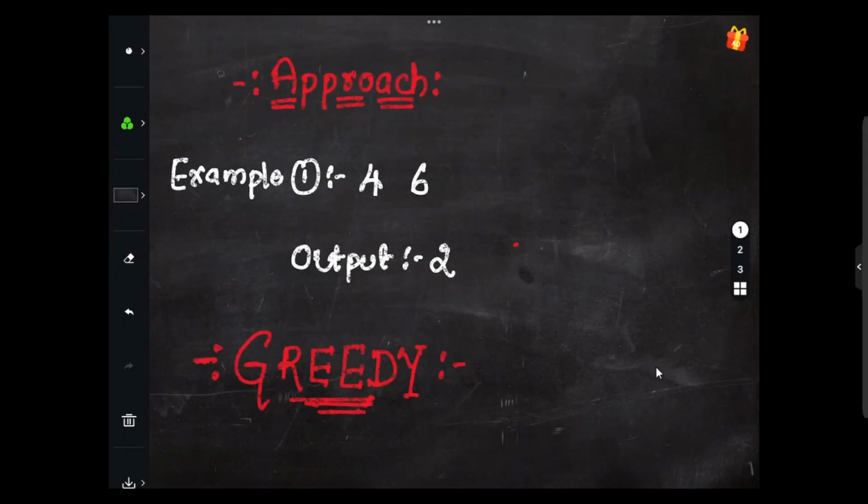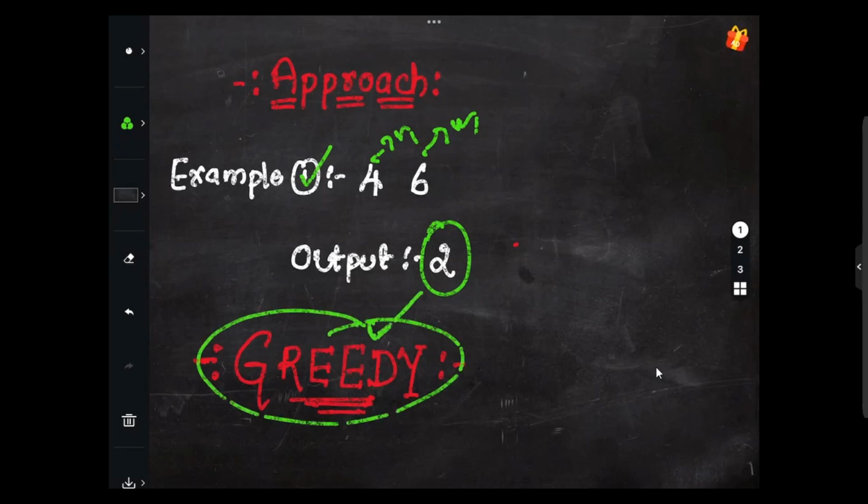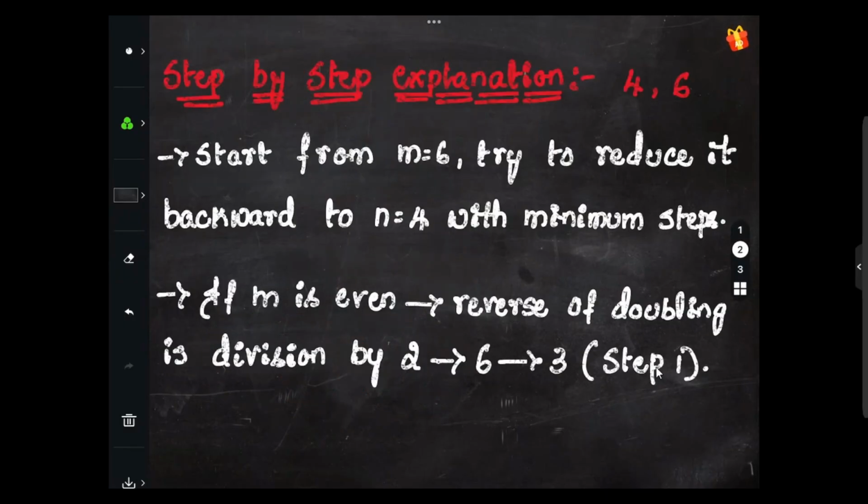So here I have considered the same first example, 4 and 6. This is n, this is m. The output that we need to get here is 2, the minimum number of operations to make n to m, this one, 2, right? So we'll be going with the greedy approach as I've said earlier. Let's move on with the step-by-step explanation.